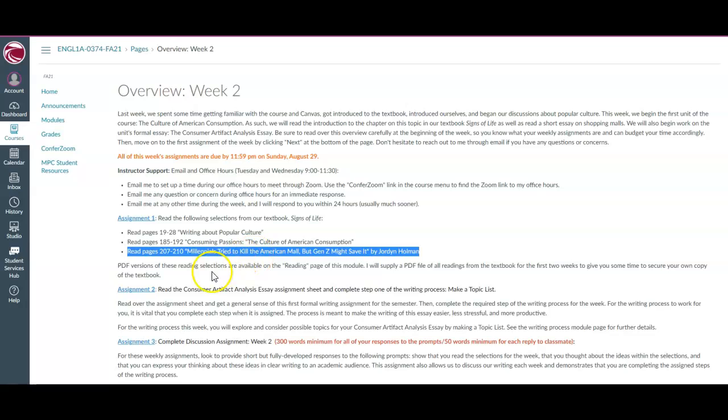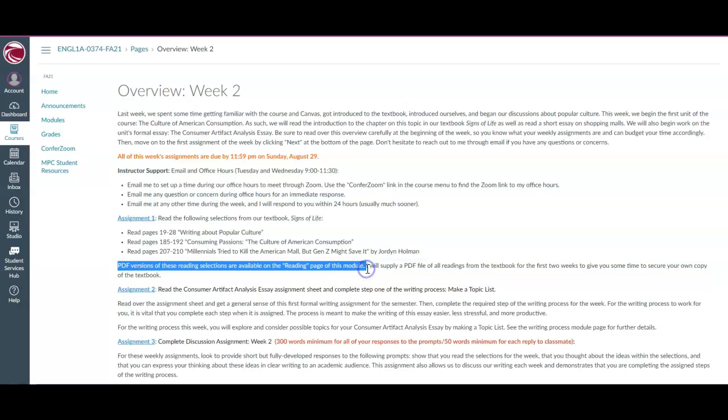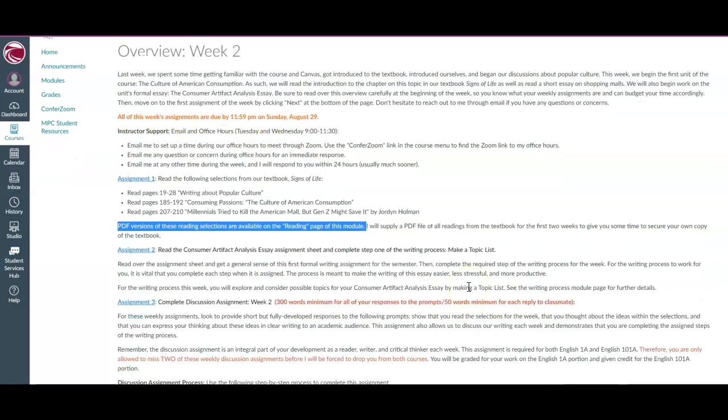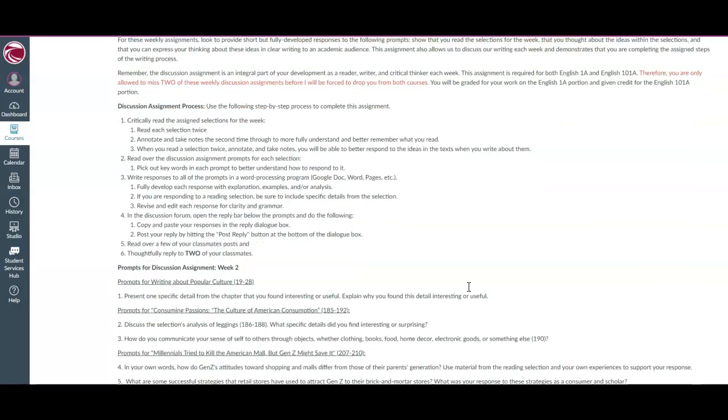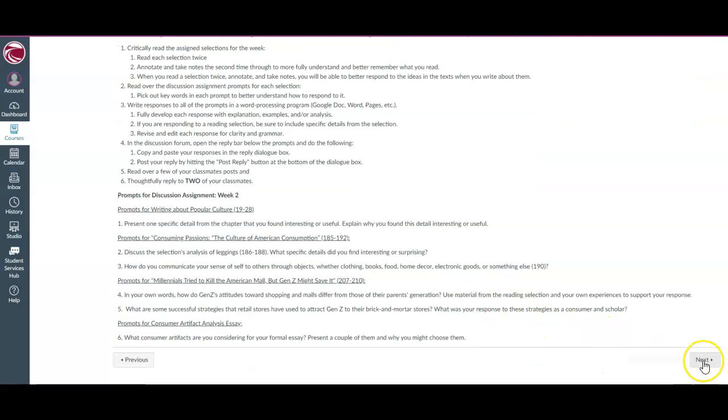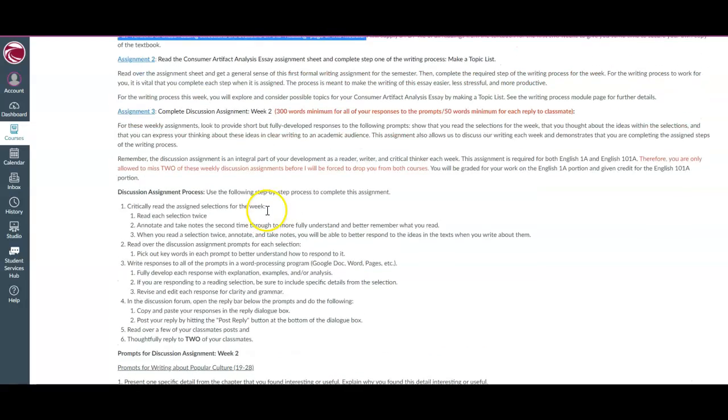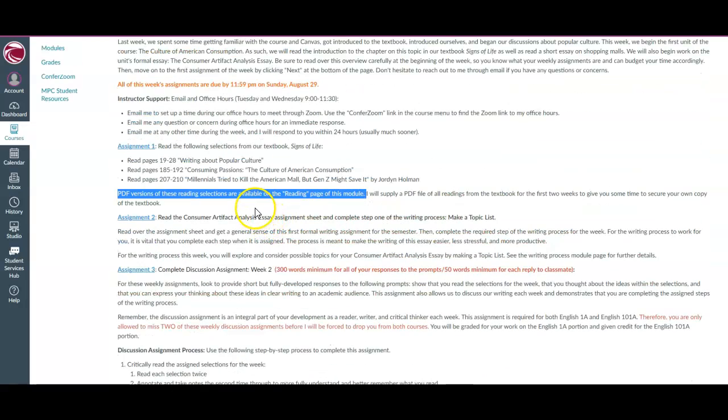Much like last week, I do have PDF files for all of these reading selections on the reading page of this module. So remember that once you're done with the overview page, if you click onto the next button, it'll start moving you through the module for this week. One of the pages in our module is the readings page, and it will have PDF files for our 3 readings for this week.